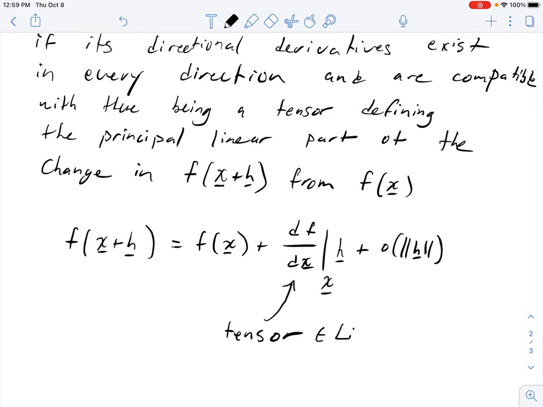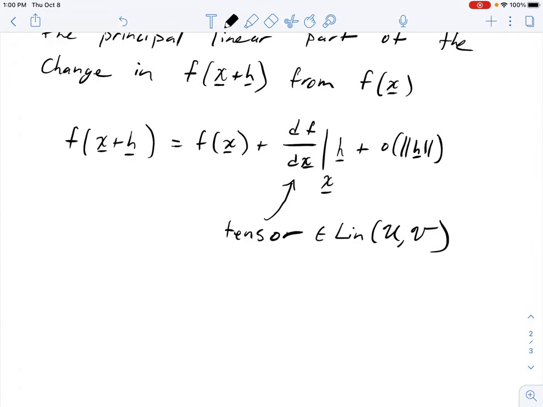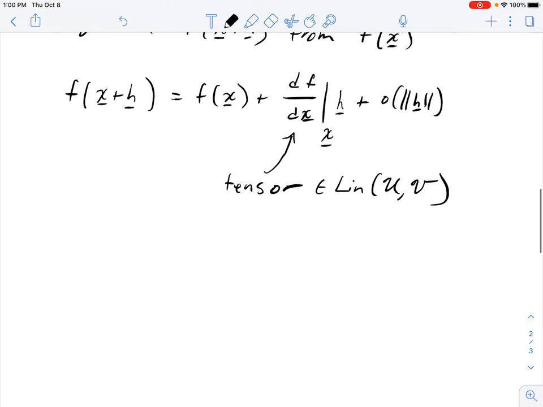Right, so it's going to take h, which is a vector in U, and map it linearly to the principal linear part of this minus this in h. So what is little o of magnitude of h? It refers to the set of functions that approach zero, functions of h that approach zero faster than h.